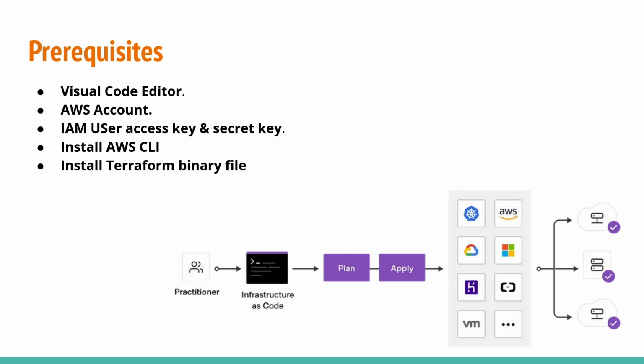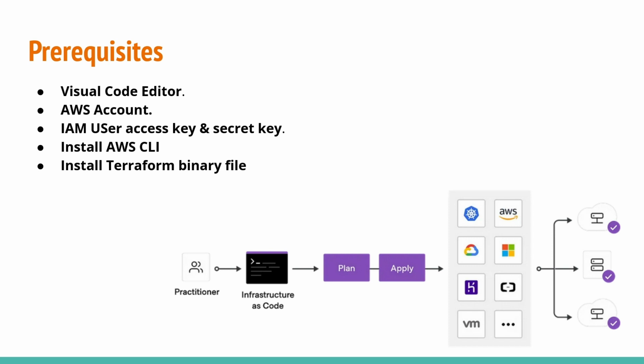So we require one visual code editor. I have one AWS account; you can create your own free trial account. And we also require a user access key and secret key to set up the connection between the visual code editor and the AWS account.